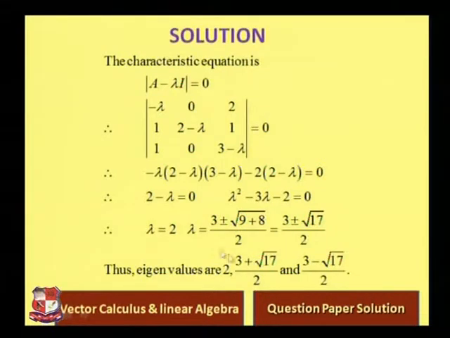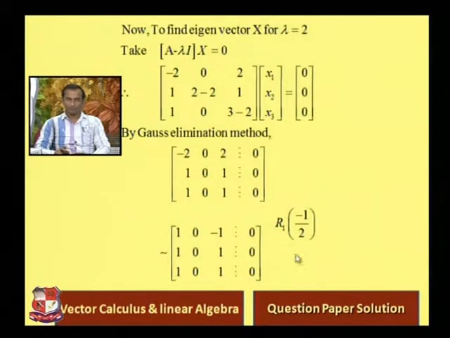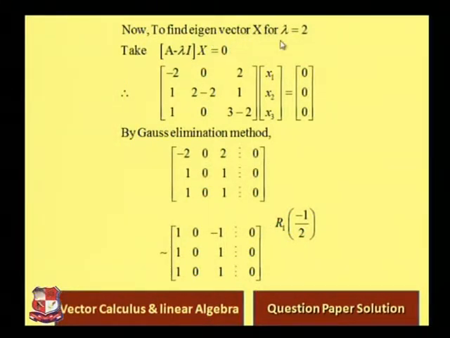So we get lambda equal to 3 plus or minus root of 9 plus 8, divided by 2, equal to 3 plus or minus root 17 by 2, that means 9 plus 8 is 17. Thus the eigenvalues are 2, 3 plus root 17 by 2, and 3 minus root 17 by 2. Next, now to find the eigenvector x for lambda equal to 2. So one by one we find the eigenvectors.